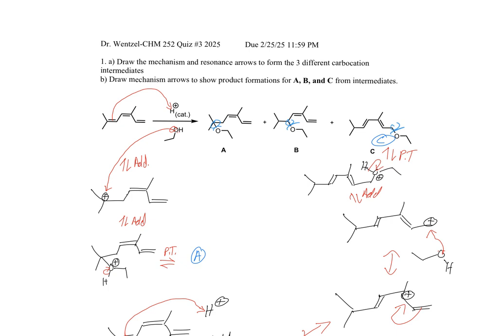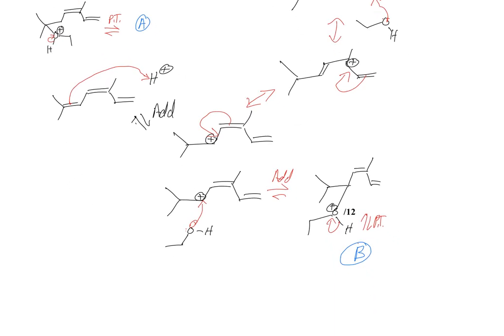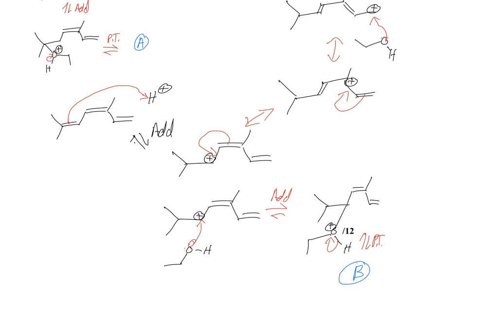So B would have come from, let's see, let's find out where B's at. So this is what B would have looked like, right? So that would have been from the H plus adding, but instead of going to the least substituted side, it goes to the more substituted side. And the reason why I would do that is because this is secondary, but it's secondary and allylic, right? Pi bond resonance, right? That is more stabilized, that's pre-stabilizing. So that could add there, and that would get you B.